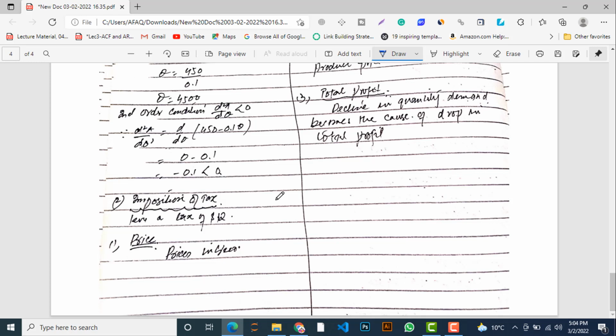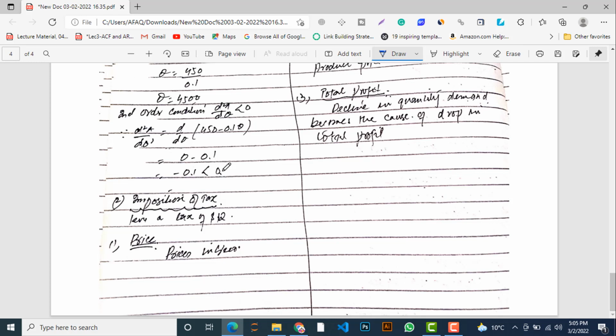Now apply the second order condition to verify that it meets the profit maximization criteria. d square pi divided by dQ square is equal to d over dQ of 450 minus 0.1Q, which is minus 0.1, and minus 0.1 is less than 0. It means it qualifies the second condition of maximization.